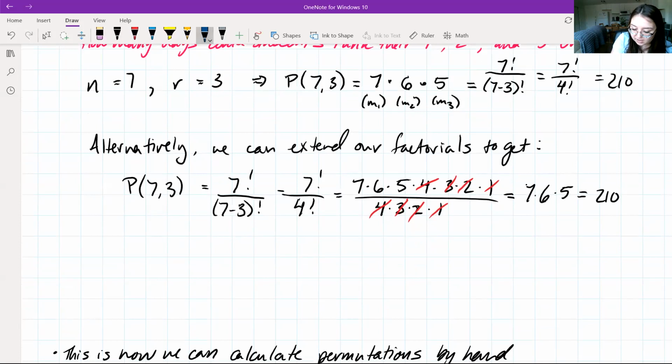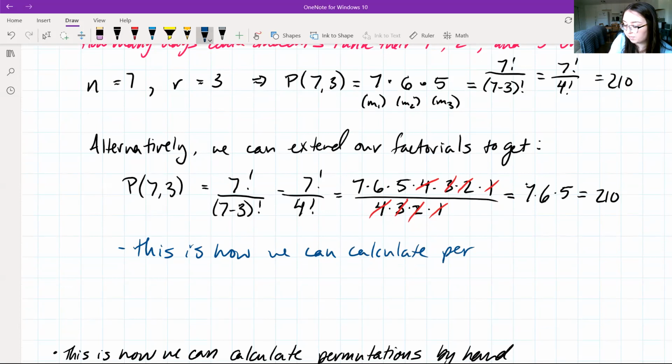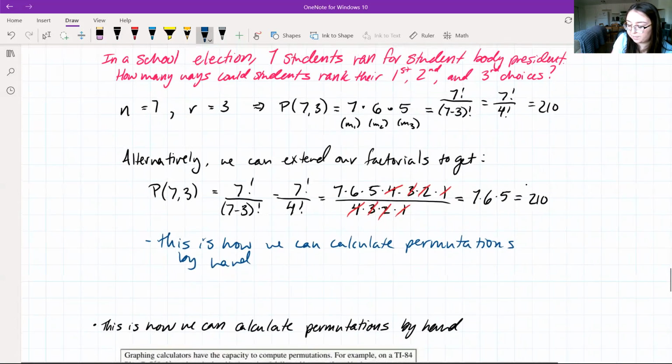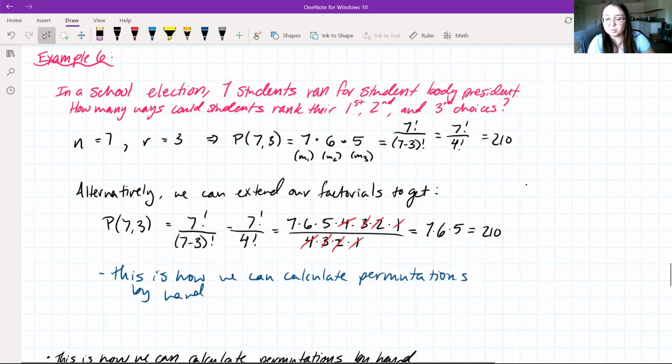So now we can say this is how we can calculate permutations by hand. So this is how we'd be doing it by hand.